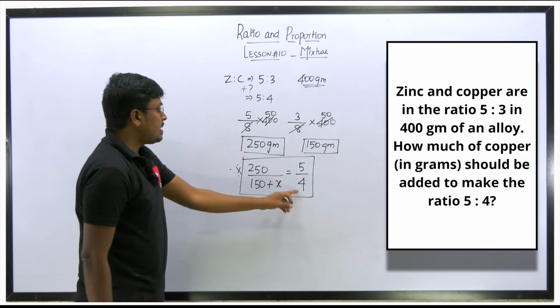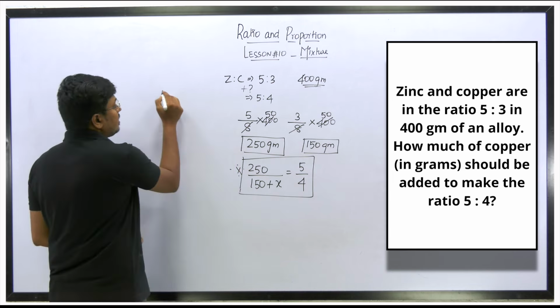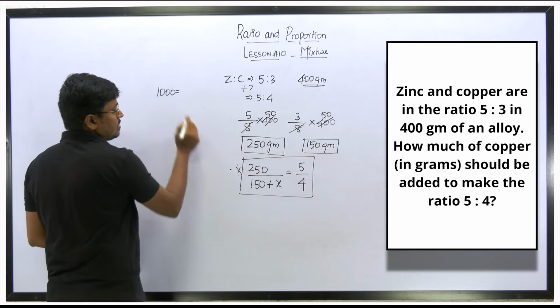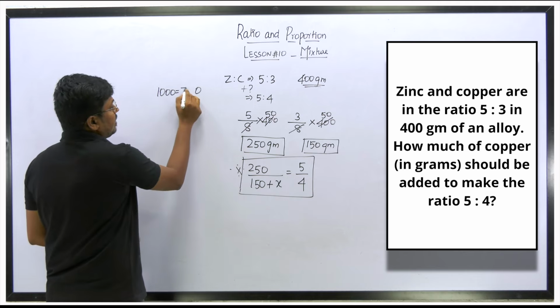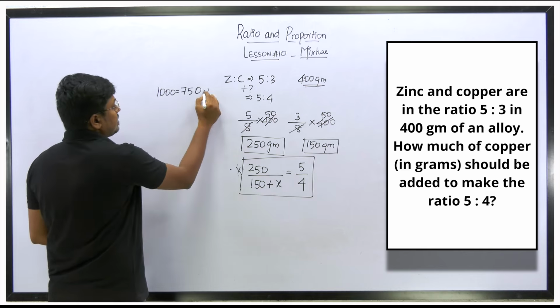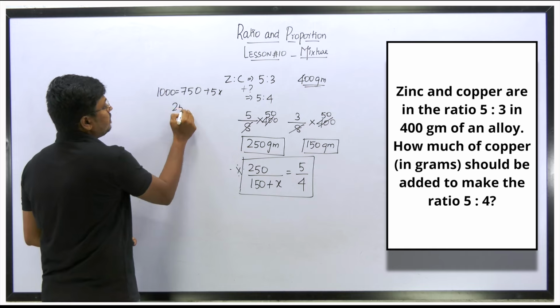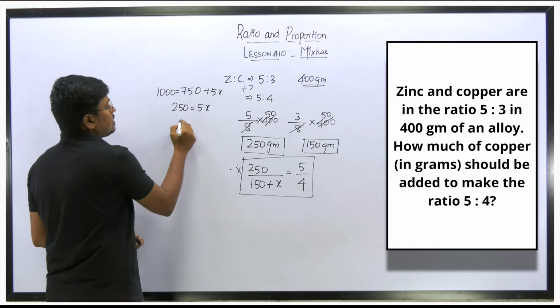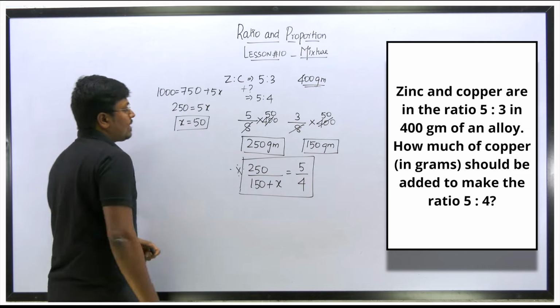Now just cross multiply it. If you cross multiply it, this becomes 1000, this equals 750 plus 5x. So this becomes 250 equals 5x. So x is equal to 50. So finally we got the value of x is equal to 50.